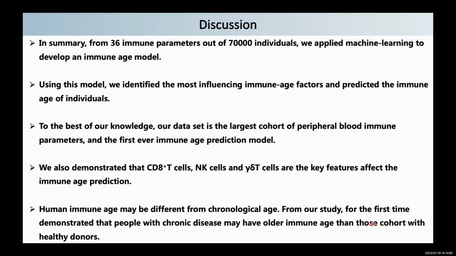For the future perspective, we should collect more samples from different regions of China, with their basic test results, including liver and kidney functions, and with more samples from ages 60 to 80 years old, to develop a more precise immune age prediction model. We call it version 2.0.